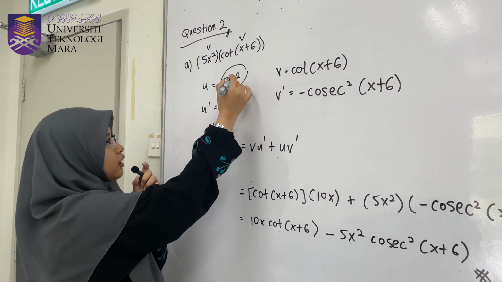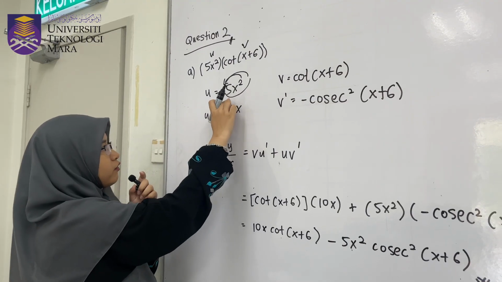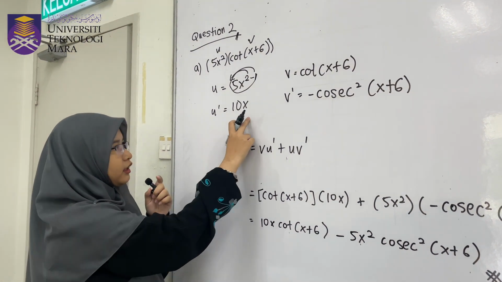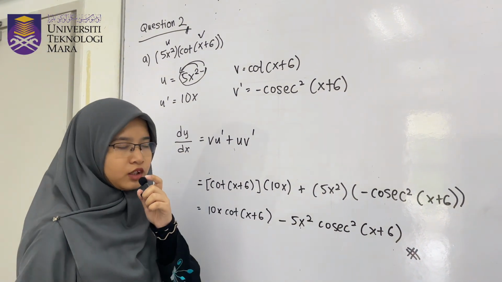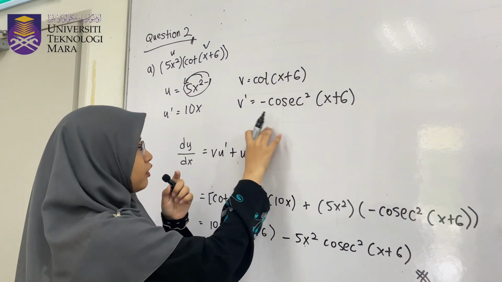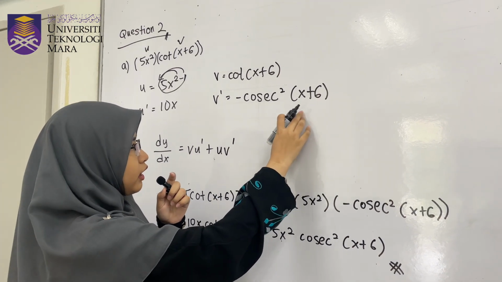How do we get 10x? It is by moving this power to the front and multiplying 2 by 5. And then this power, we will be subtracting it by 1 and we will get 10x. We will do the same thing on this one, except that we will use derivative of trigonometry. So, the v is cotangent x plus 6. When we derive it to become v prime, we will get negative cosecant squared x plus 6.